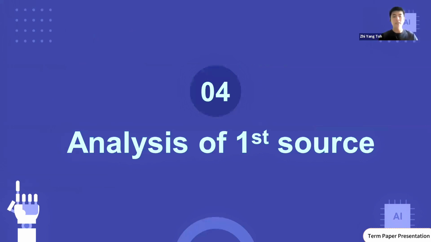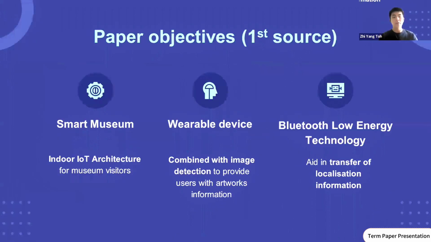And fourth, on analysis of first source, there are three main objectives. First, smart museum, which is building an indoor IoT architecture for museum visitors. Second, wearable device, which is combined with image detection to provide users with artwork information. And lastly, Bluetooth low energy, BLE in short, to aid in the transfer of localization information.